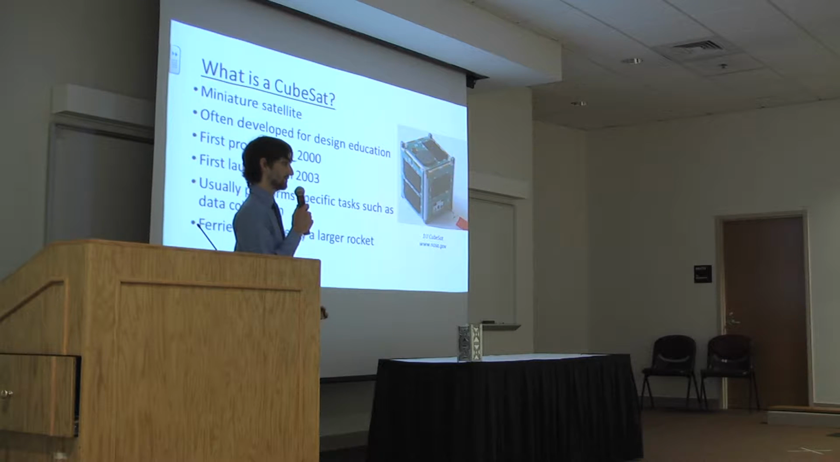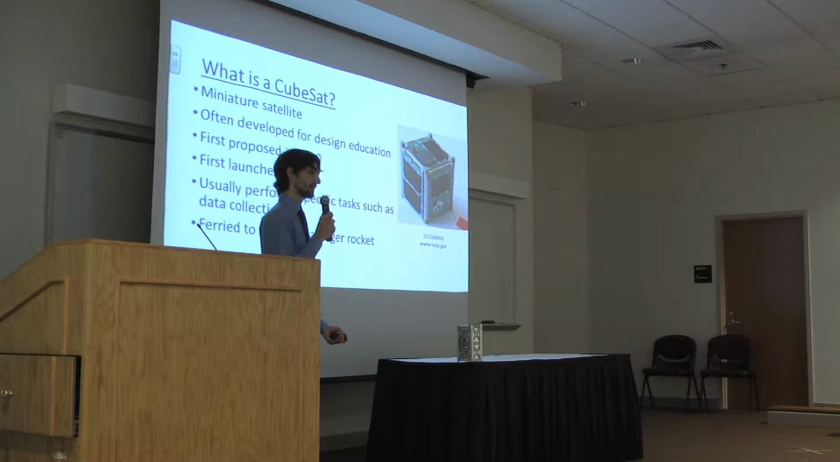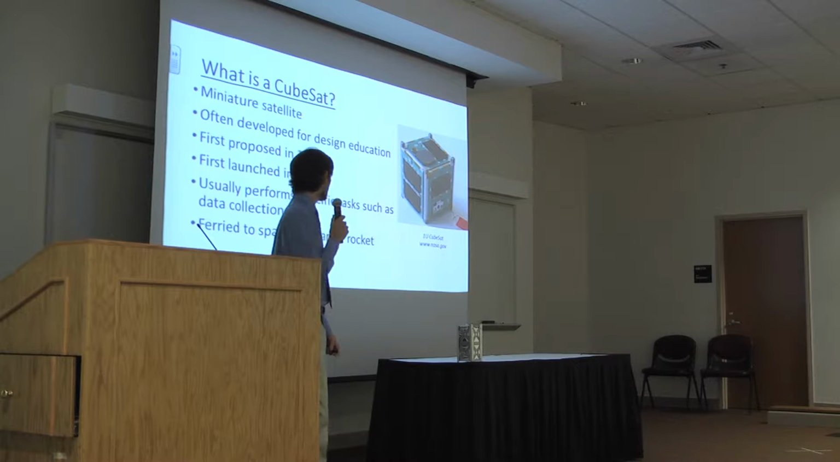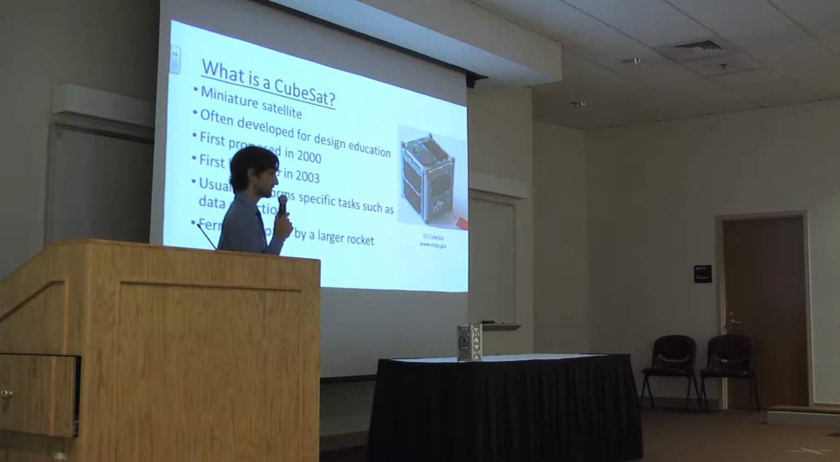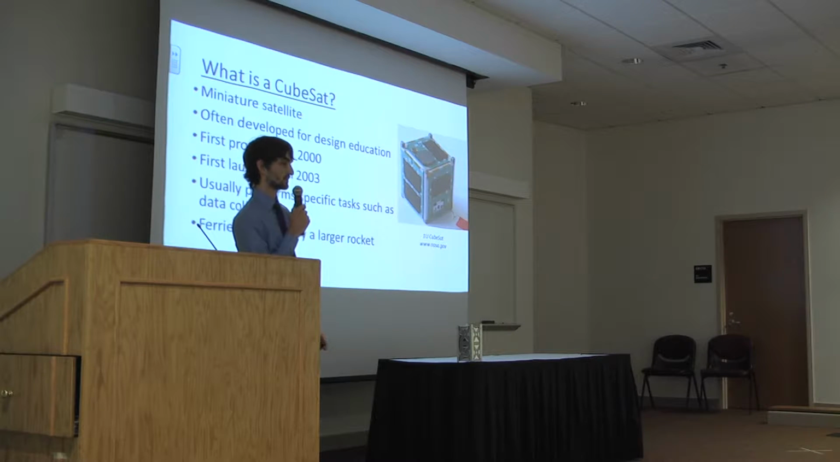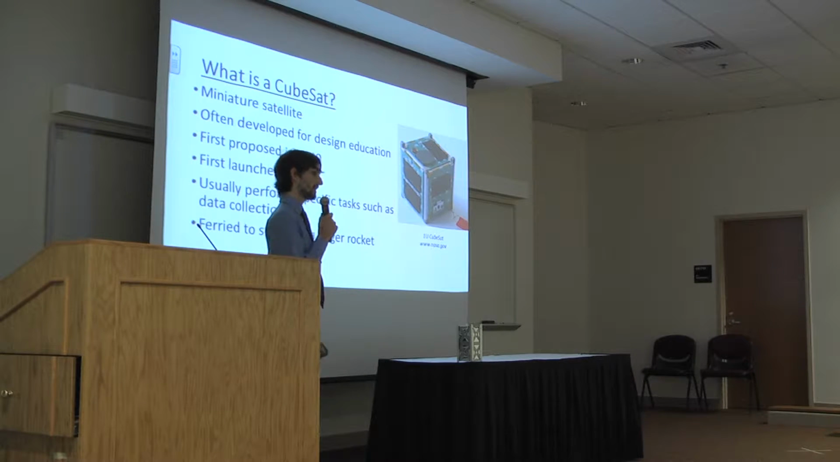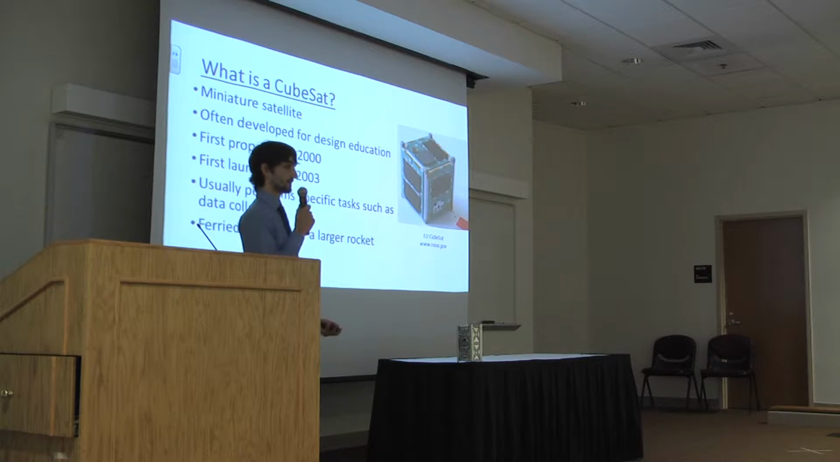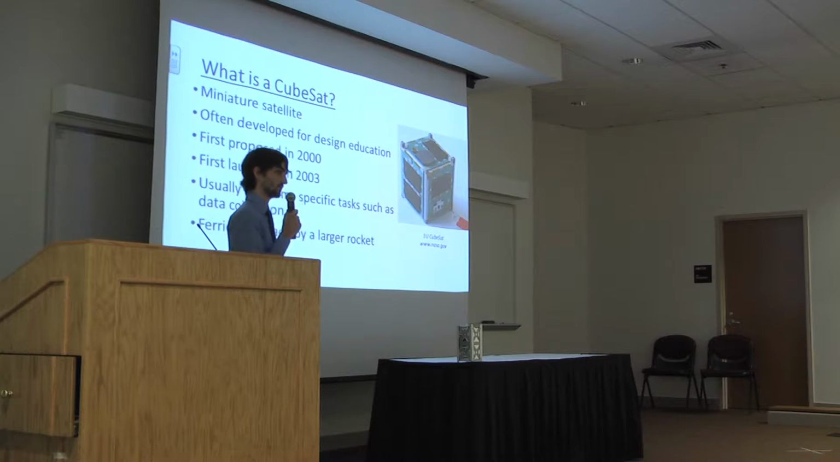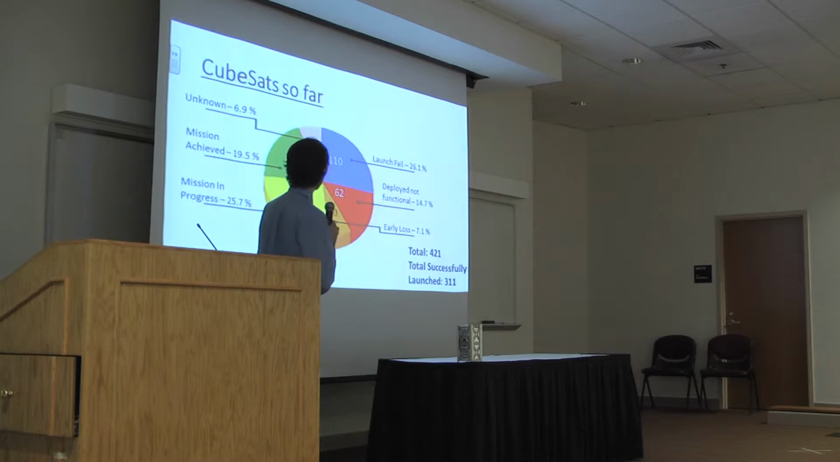A CubeSat is a miniature satellite that is typically designed for education purposes, so a lot of graduate students will design and build these CubeSats as a project. The first proposed CubeSat was in 2000, and the first one wasn't launched until 2003. Because they're so small, usually they're tasked with small tasks like data collection because they can't house a lot of equipment. And usually they're ferried to space by a larger rocket, so they don't have to have their own propulsion system to get into space.